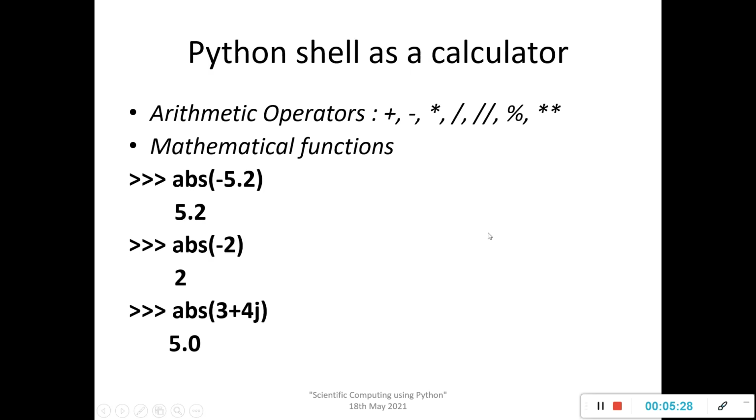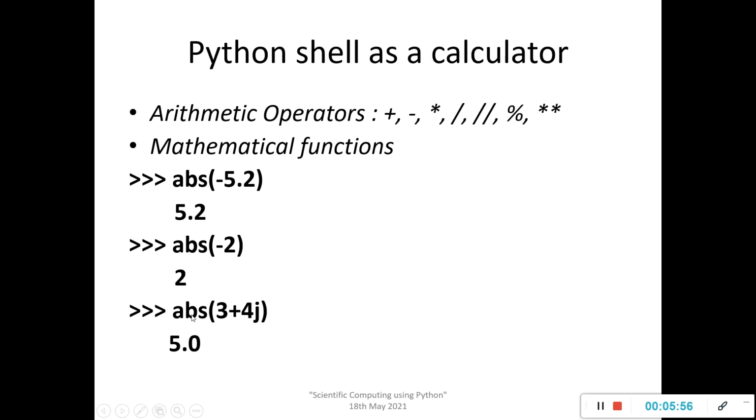Python can also be used as a calculator. Its shell can be employed to make use of arithmetic operators like addition, subtraction, multiplication, division, exponentiation, and so forth. It also supports a very rich set of math functions. If you want to find the absolute value of a number, just say ABS followed by the argument. It returns the value. Now this corresponds to the command prompt of the Python shell.